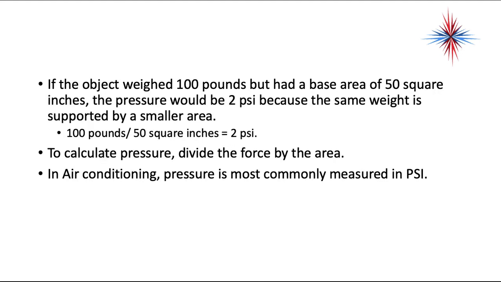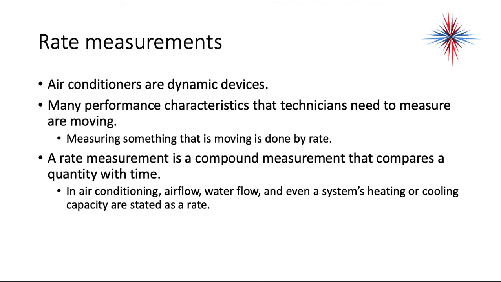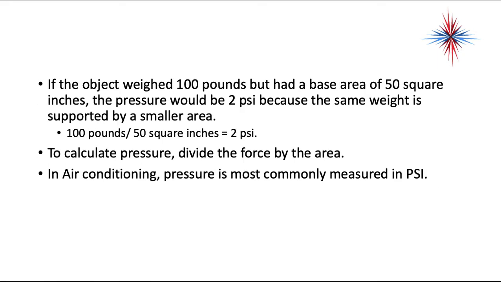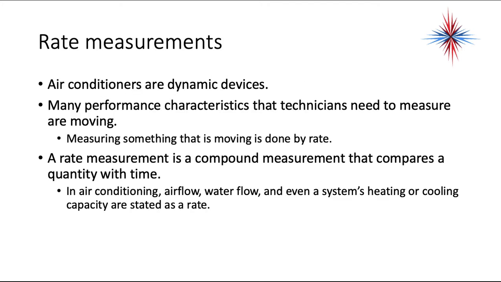If the object weighed 100 pounds but had a base of 50 square inches, again, you divide 100 by 50, the answer is 2, because the same weight is supported by a smaller area. To calculate the pressure, you always divide the force by the area. In air conditioning, pressure is most commonly measured in psi. And I want to add to that, that's in like refrigerant pressures. If you're talking duct pressures, it's measured in water column, and we'll get to that in a little bit.